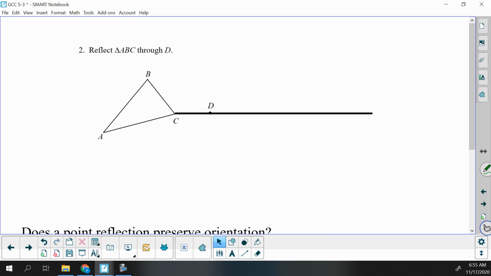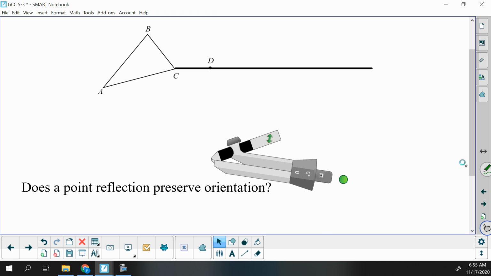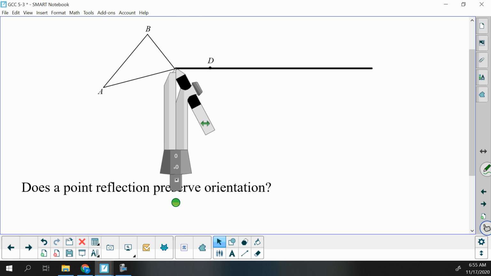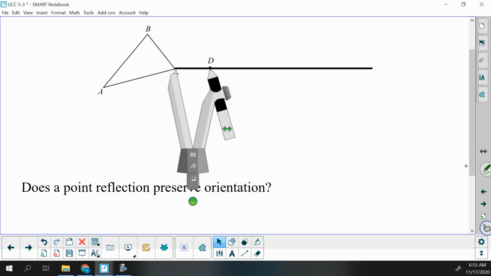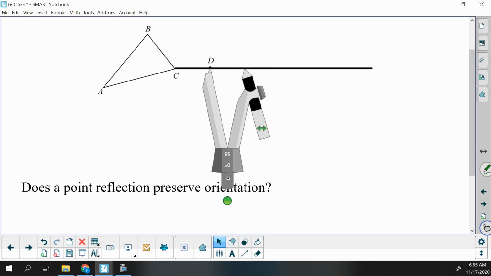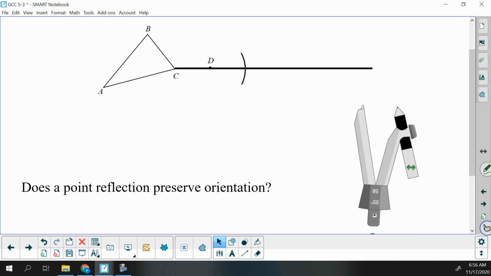And we're going to take our compass and put our point on C and our pencil on D. So point on C, pencil on D. Now put your point on D, make a little arc, and that'll tell us where C prime is.